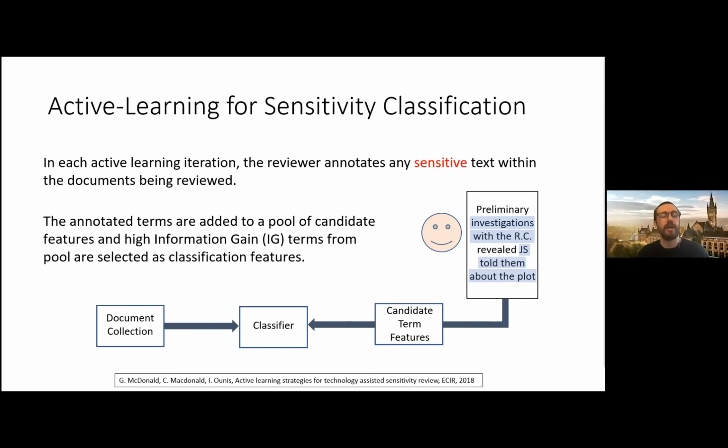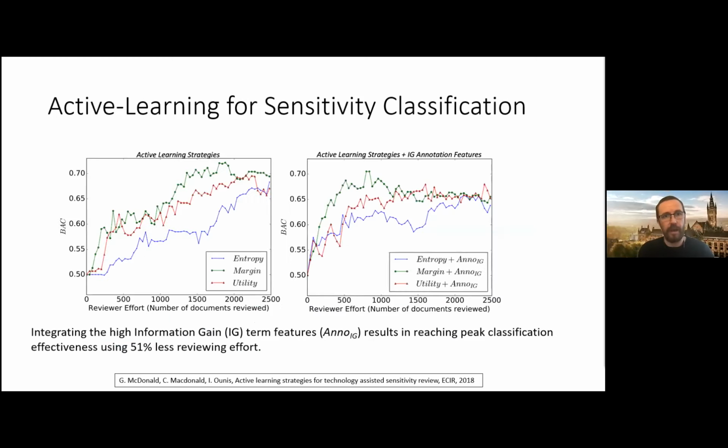So the question is, can a partnership between the automated classification approach and the reviewer perform better than just the automated approach by itself? And I'm sure you will have guessed that yes, we found that it did really help in this situation. So I'll talk you through this plot quite quickly. On the left-hand side here, you see three curves. They're labeled entropy, margin, and utility. Now, these are the three active learning strategies that we use to actually prioritize the documents for review.